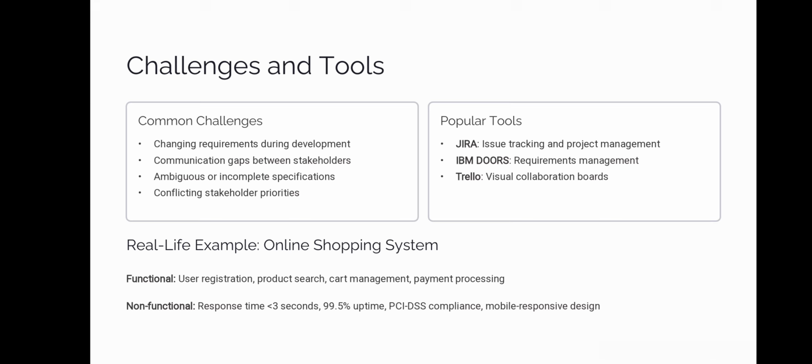In the real world, we deal with ambiguous specs and shifting priorities. To manage these, we use tools like Jira for tracking, IBM DOORS for complex systems, and Trello for collaboration.